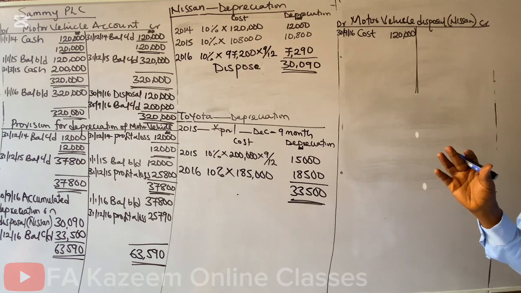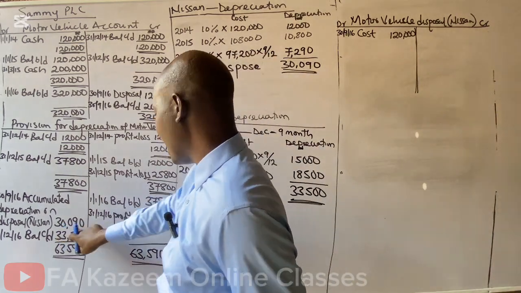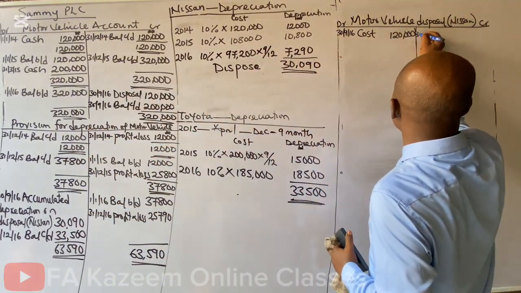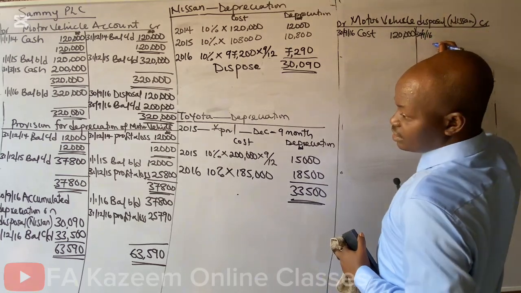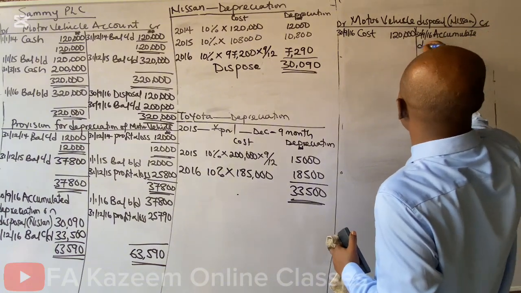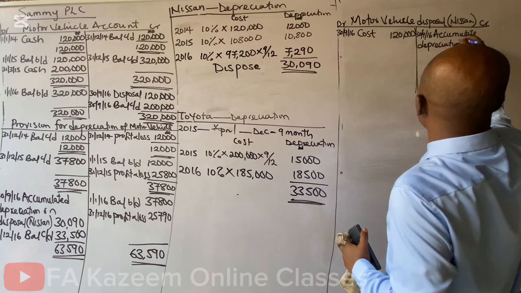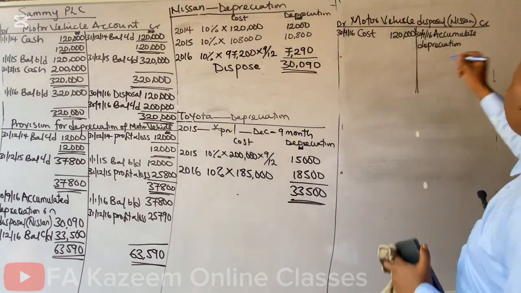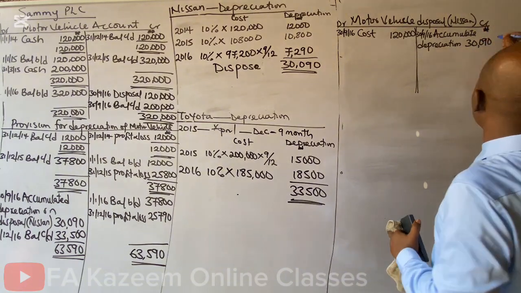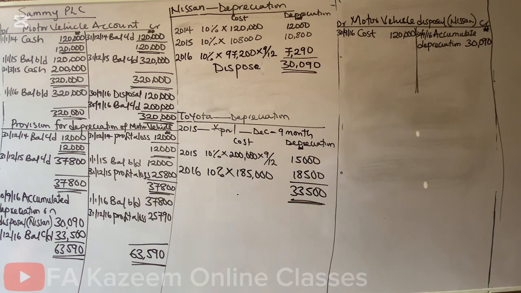How much did they set aside for this Nissan? They set aside a total of what? 30,090. Corresponding entry from debit to credit. That's 30th 9 2016. We call this accumulated depreciation on Nissan. The total amount they have provided for Nissan is 30,090.